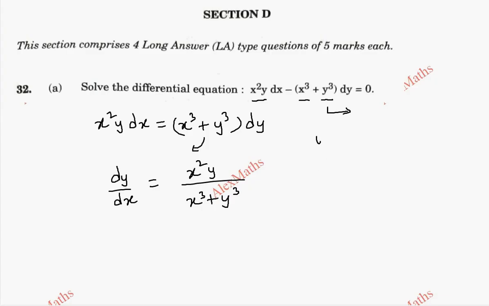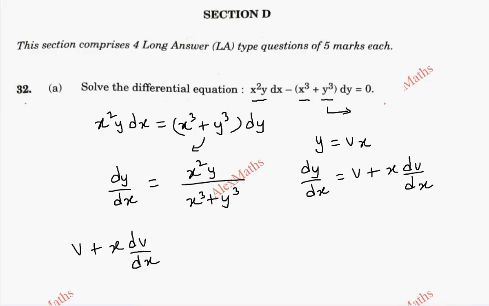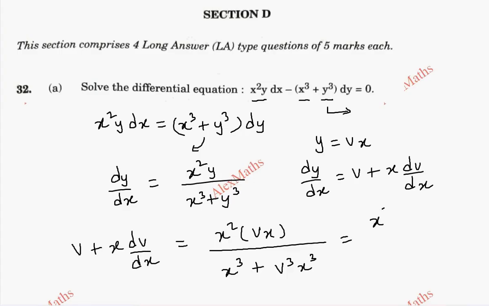Now let's take y equal to vx and dy by dx equal to v plus x into dv by dx. So this is v plus x into dv by dx equal to x square into vx whole division x cube plus v cube x cube. So from this we can write x cube into v, and from this we can take x cube common. So 1 plus v square, 1 plus v cube.